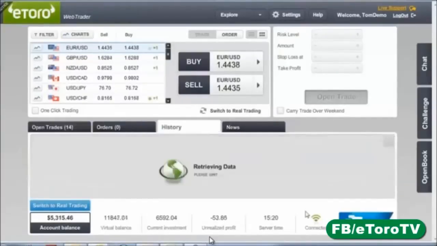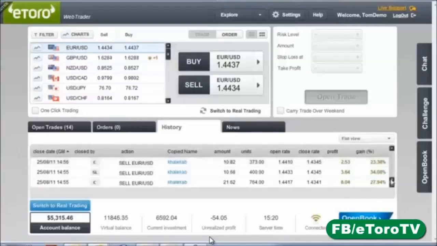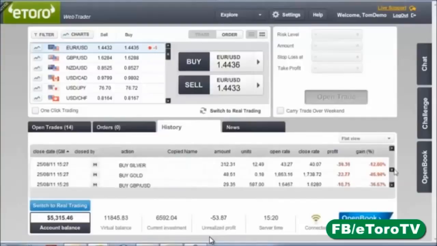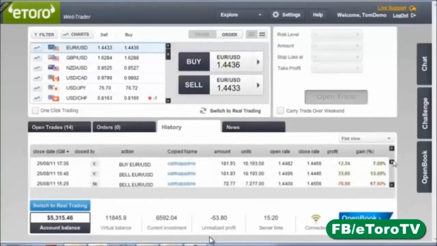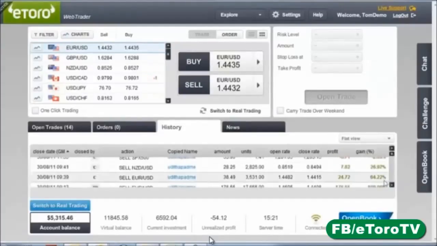Want a proof? Let's go to the history, and let's look at that. Here is the history of my positions. Copied name, profit, the percentage of gain. Some of these are small, some of these are larger, but overall look at the green. Some of them are red, yes, but much more green than red. And that's the best thing about it, because I didn't do anything here. I really didn't do anything.